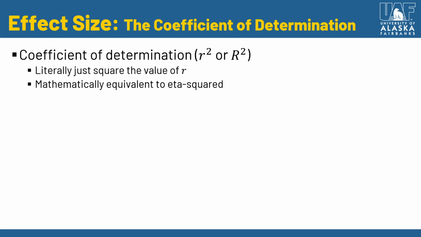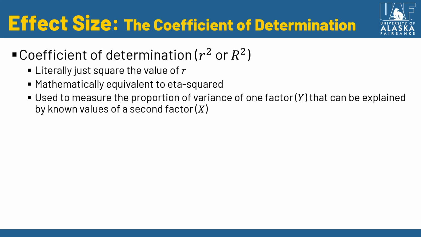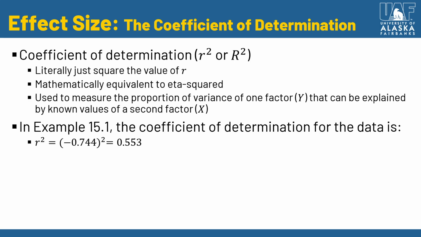Effect size in correlation is wonderfully easy for the most part, and here it's r squared, so it's literally just the squared value of r. Mathematically, it's equivalent to eta squared. And just like other measures of effect size, we're stating the proportion of variance of one factor that can be explained by known values of a second factor.